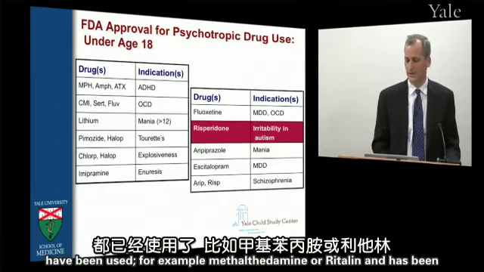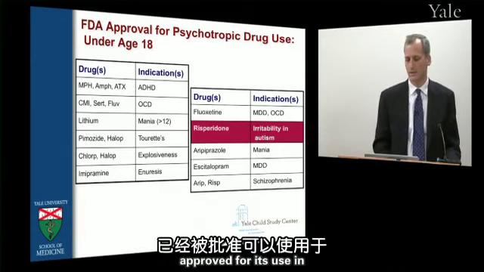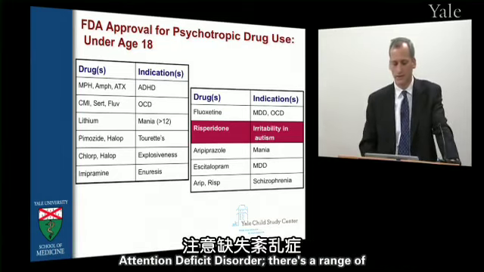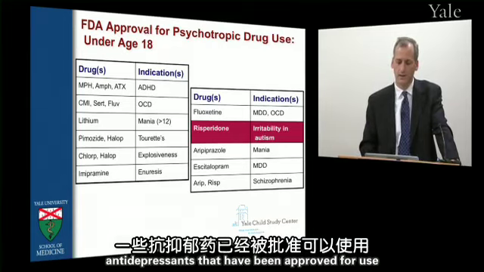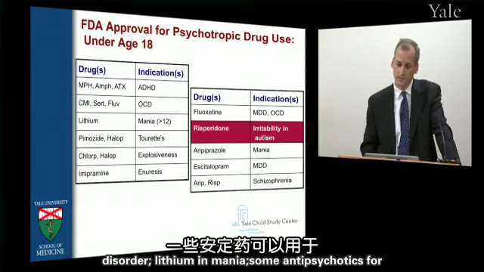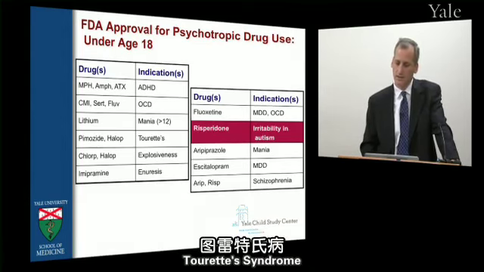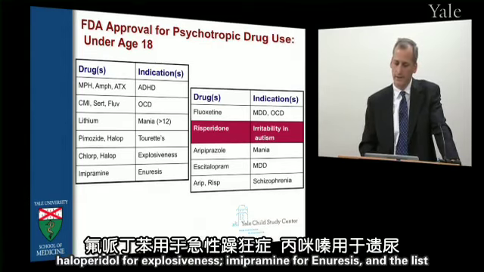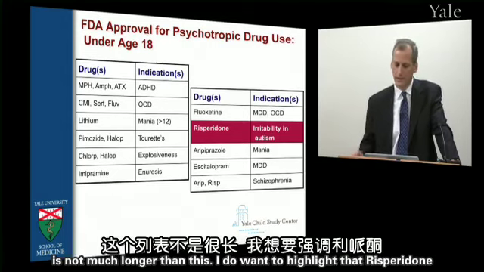For example, methylphenidate or Ritalin has been approved for its use in attention deficit disorder. There's a range of antidepressants that have been approved for use in obsessive compulsive disorder, lithium in mania, some antipsychotics for Tourette syndrome, haloperidol for explosiveness, imipramine for enuresis. And the list is not much longer than this.